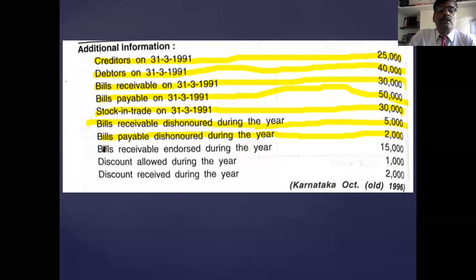Then next is bills receivable endorsed. Bills receivable endorsed during the year. I think you know the endorsement of bills receivable. Means the first bills receivable, first bills received from the debtors. Okay, instead of paying the cash, your customer gives the bills receivable. On the maturity date, they give the cash and bill receivable is discharged or cancelled. This is the process.